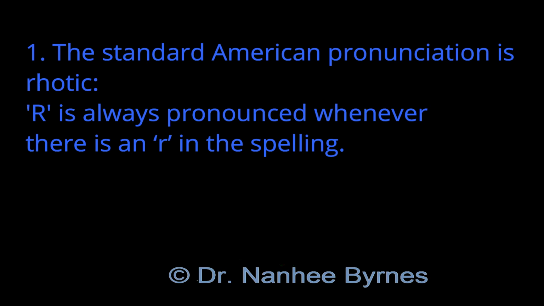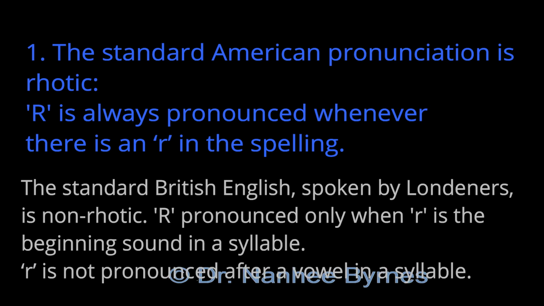The standard British English, spoken by Londoners, is non-rhotic. British people pronounce the letter R only when it is the beginning sound in a syllable. If R occurs after a vowel, R is not pronounced. In American English, however, R is pronounced regardless of its position.